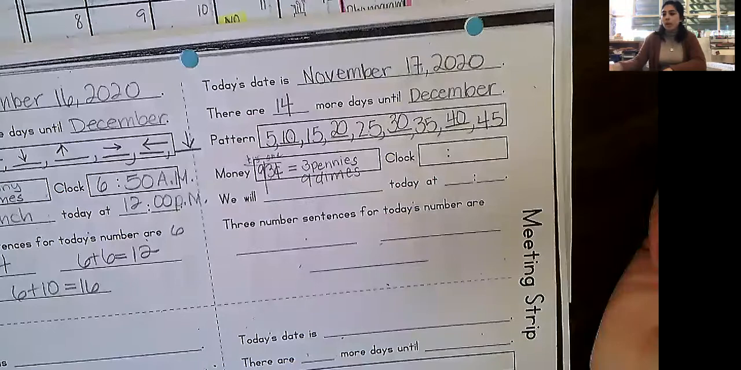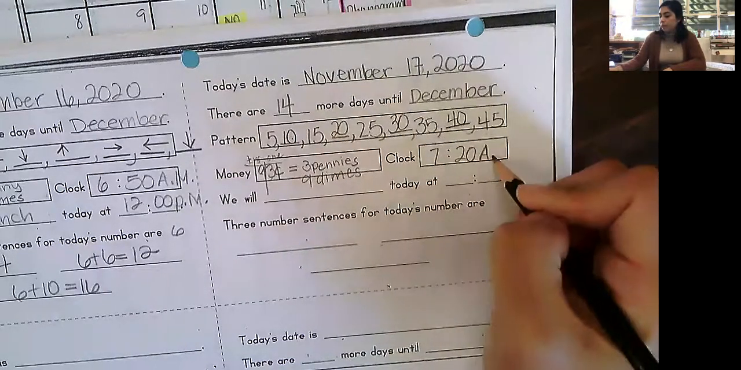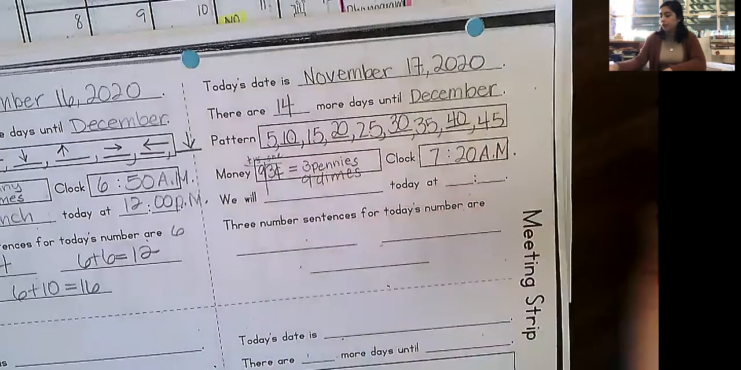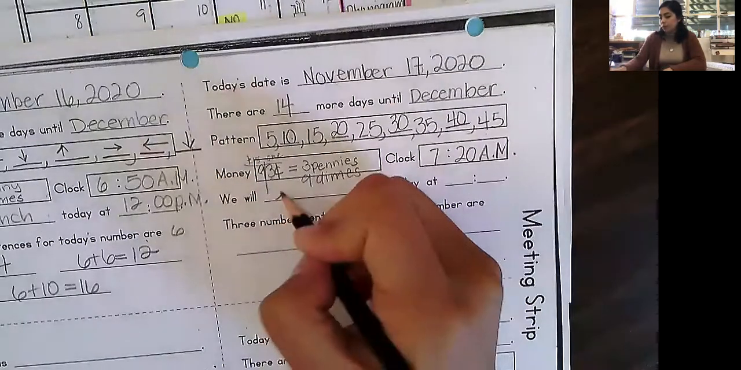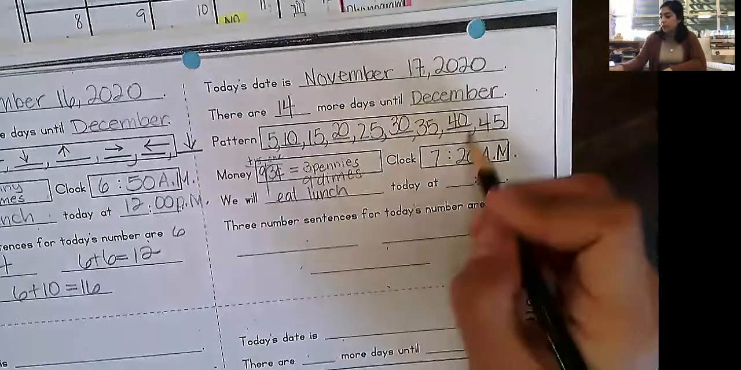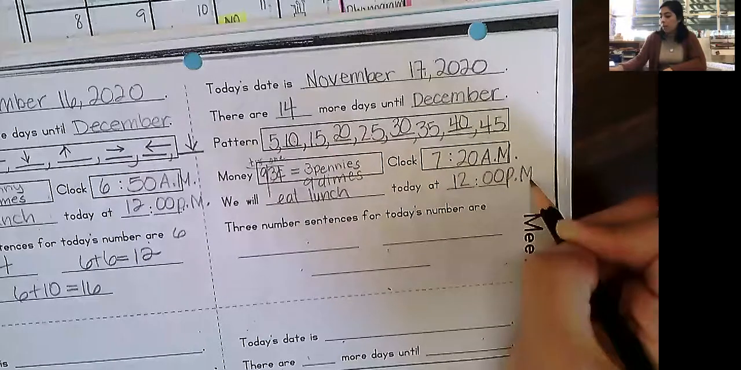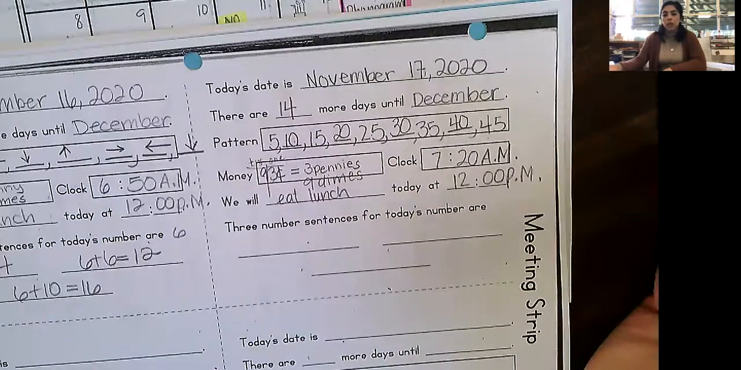Our clock right now is about 7:20 A.M. And we will eat lunch today at noon, P.M. Put pause if you need more time.